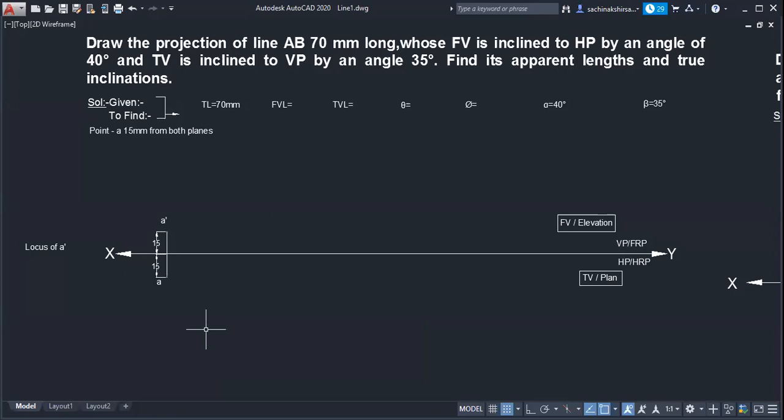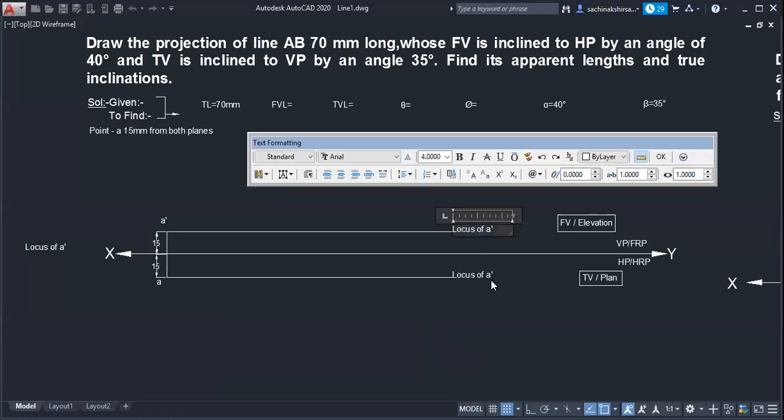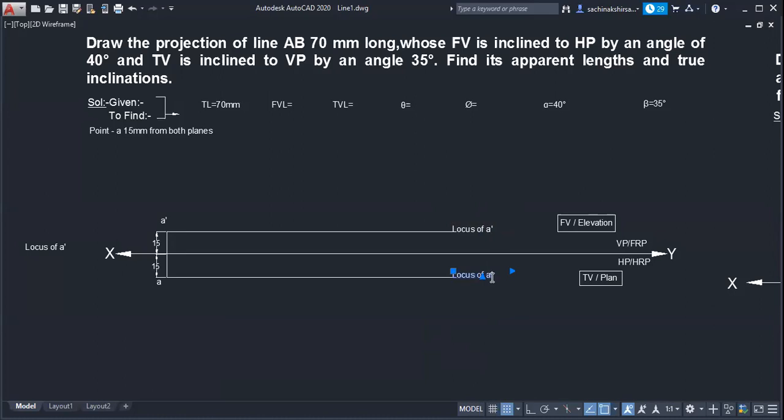Locus. Likewise, we have to draw the horizontal line immediately, and you can give a name to it. Whatever it is, immediately we have to give a name. So the first line is the locus of A dash, and in the top view it is the locus of A. Okay, now we should concentrate on the given things.